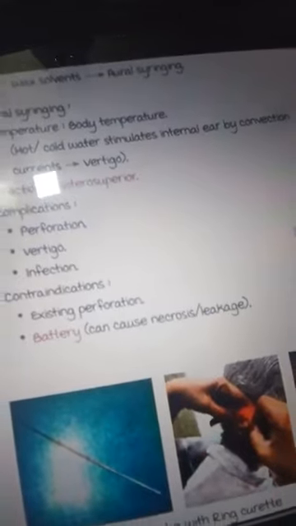Contraindications: existing perforation, and battery. A battery can cause necrosis or leakage. So what are the instruments used? Those are basically Johnson's horn probe with a ring curette. Can you see? This is Johnson's, and this is the forceps for impacted wax removal. Johnson's horn probe is important.